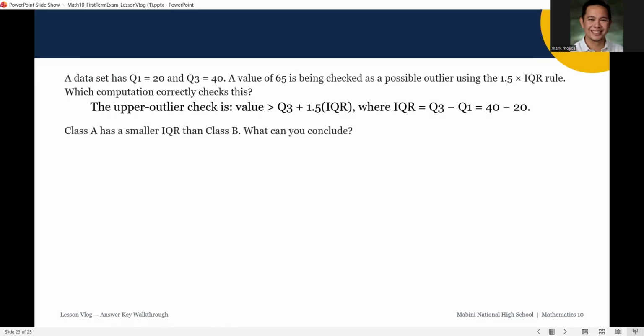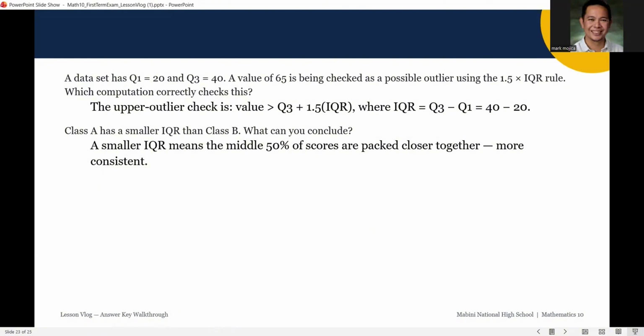Okay? Next. Class A has a smaller IQR than Class B. What can you conclude? Tatandaan natin, the IQR can easily imply na the lower the IQR means the middle 50% of scores are packed closer together. So, ibig sabihin, mas madali siyang ma-identify na, ito consistent to. Bakit? Kasi nandoon lang siya, mababa lang yung IQR niya. Pag malaki kasi ang IQR, lumalabas na masyadong spread yung mga data natin at mahirap hanapin kung ano yung range ng mga tao in between on the IQR itself.